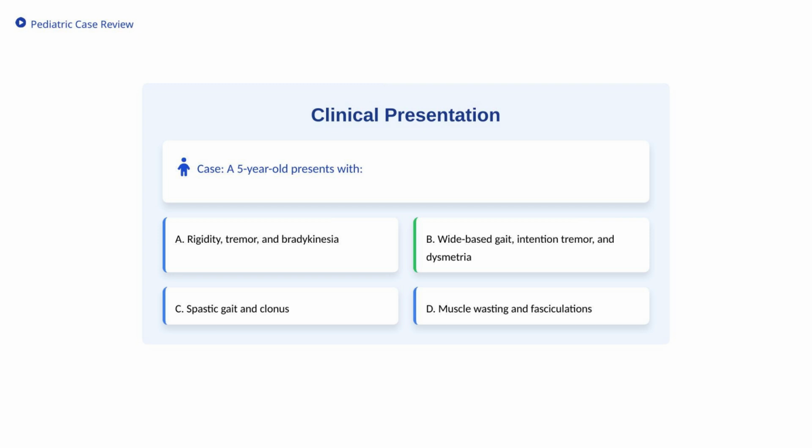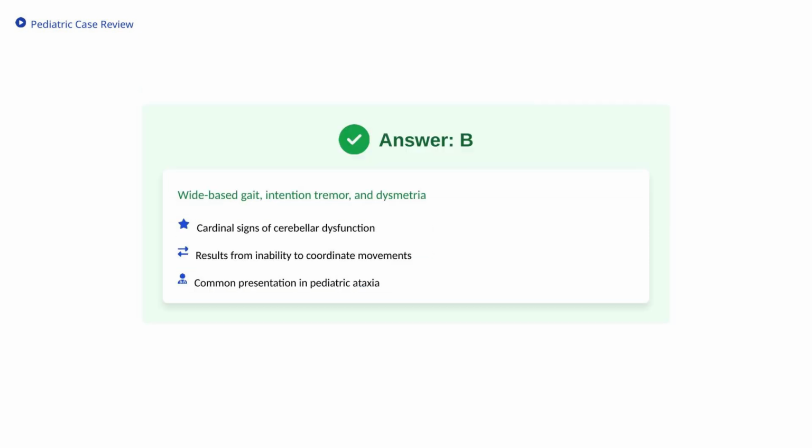Let's consider this case. A 5-year-old child presents to your clinic with new-onset coordination issues. Which of these clinical presentations would most suggest cerebellar ataxia? Is it A. Rigidity, tremor, and bradykinesia, B. Wide-based gait, intention tremor, and dysmetria, C. Spastic gait and clonus, or D. Muscle wasting and fasciculations? The correct answer is B.